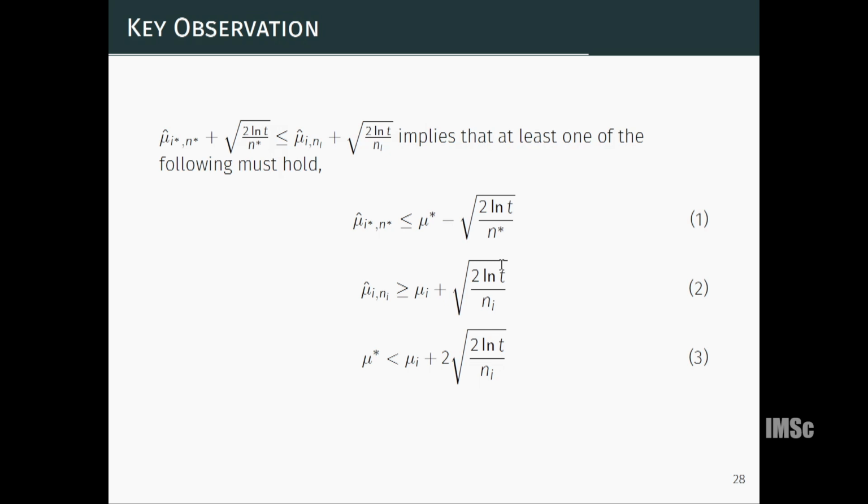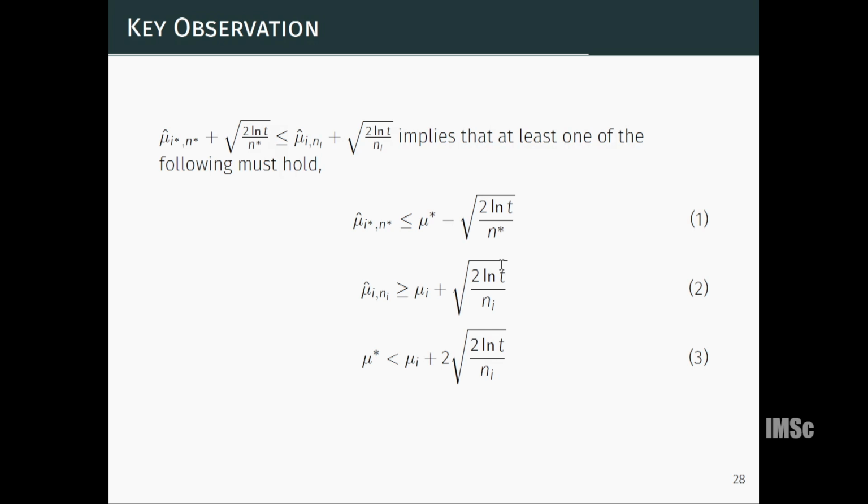The meaning of this is, the first term is saying that the empirical reward of i star, the best arm, is lower than the true reward minus this term, which was your lower confidence bound. This term is saying the empirical reward of this arm is higher than the UCB term. This was your UCB, this was the lower. So plus is the upper bound, the minus is the lower bound. And the third term is saying that the difference between mu star and mu i is too high. So any one of these should happen. Now, first and second you can bound. How?